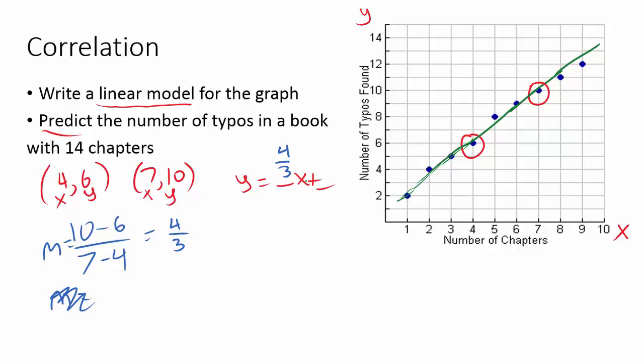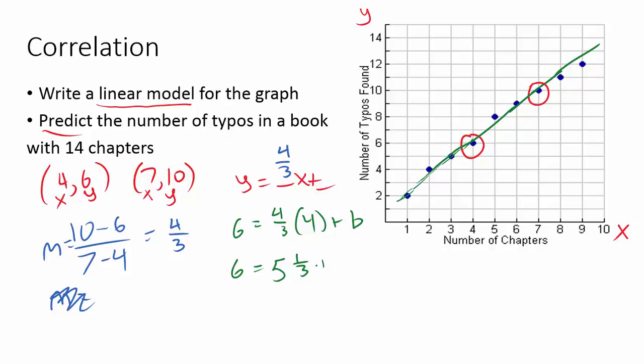So I'm going to plug the 4 in for x and the 6 in for y. So this will be 6 is equal to 4 over 3 times 4 plus, we don't know what b is, so we're solving for that. So this would be 16 over 3, and that's going to give me about 5 1/3 here. So 4 times 4 over 3 is about 5 1/3.